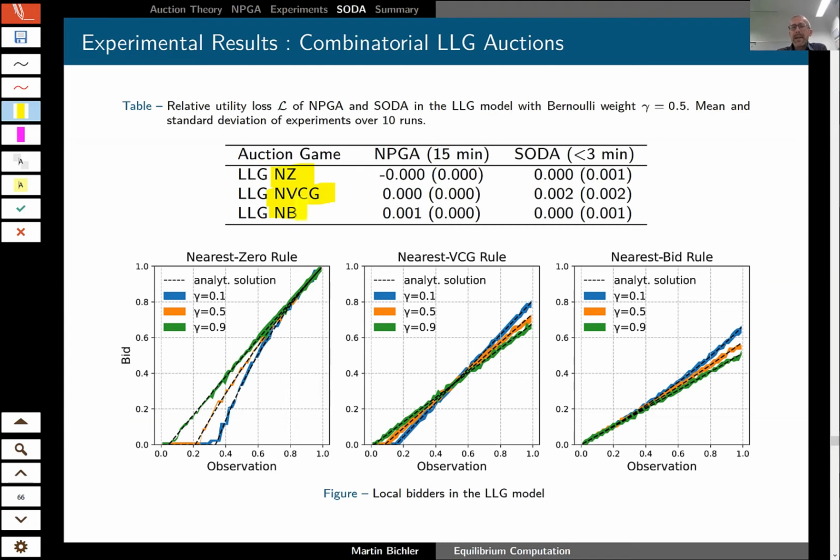And I think the main takeaway here is that this could be solved in less than 3 minutes with Soda. And it again took around 15 minutes with NPGA with uniform priors, right? All that has to be taken with a grain of salt. If you have very bad priors, even a normal distribution would probably take way more time.